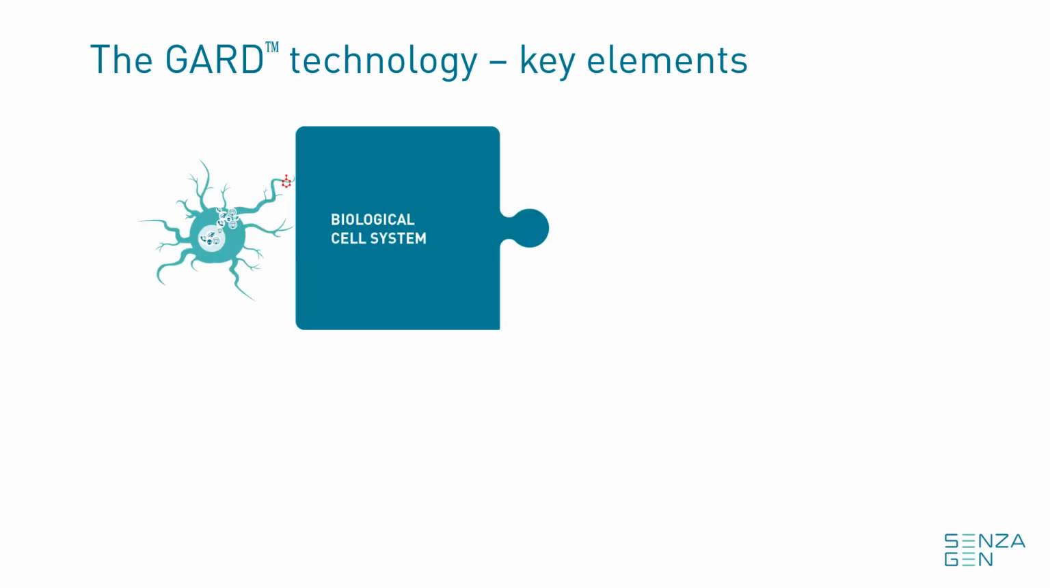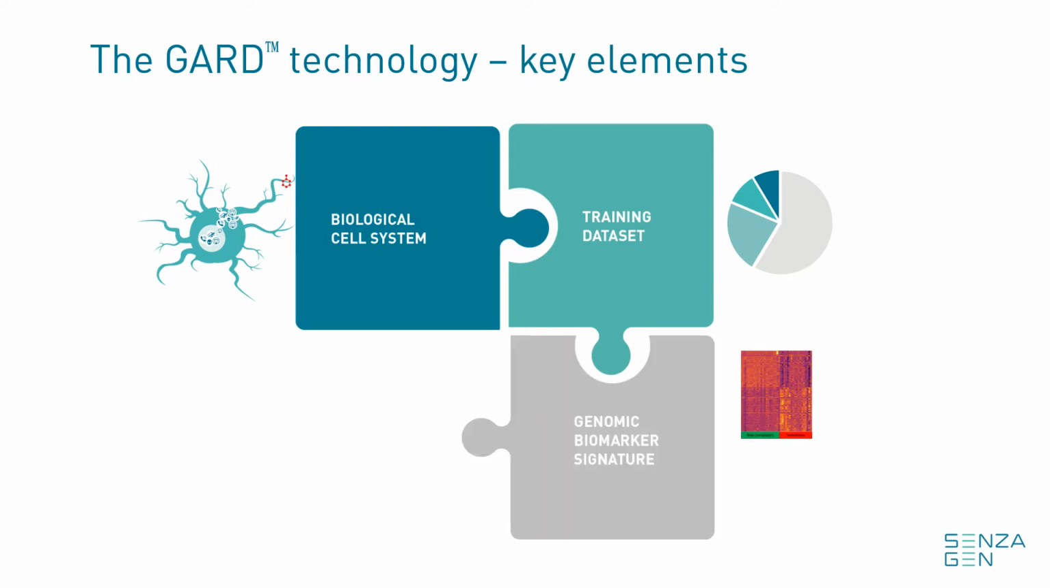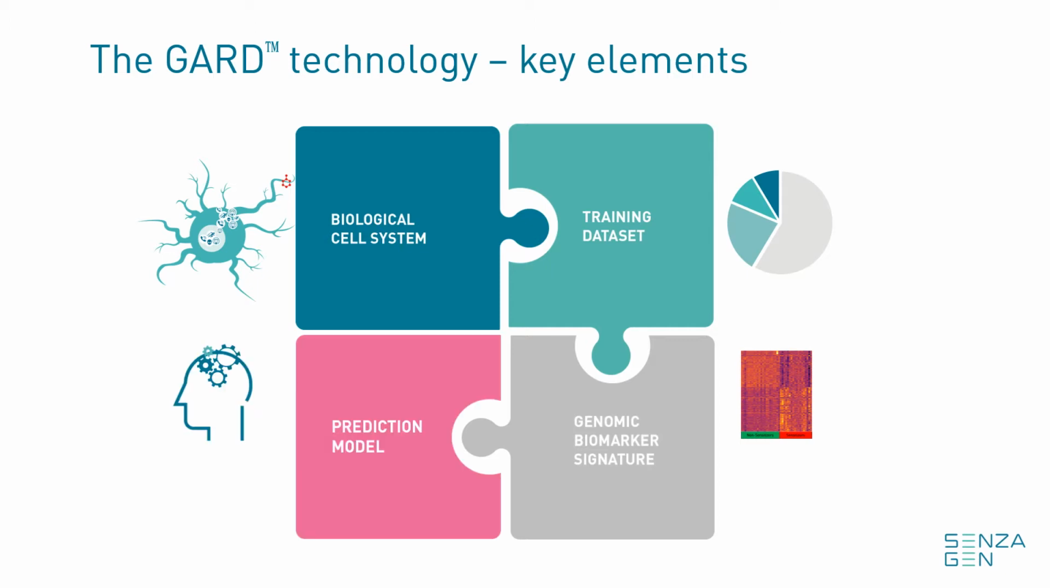The first element is use of a relevant biological cell system. The second element is a training data set to identify endpoint-specific genes that can be used as biomarkers. These identified genes make the third element, a so-called genomic biomarker signature. Finally, the fourth element is a prediction model used to classify unknown substances. We'll go through each of these one by one.